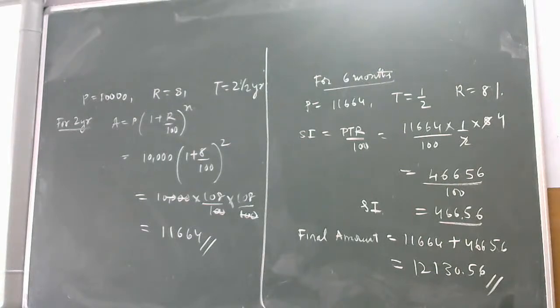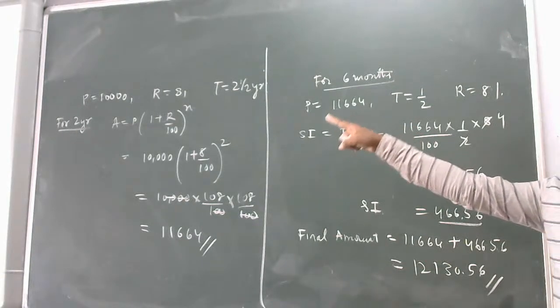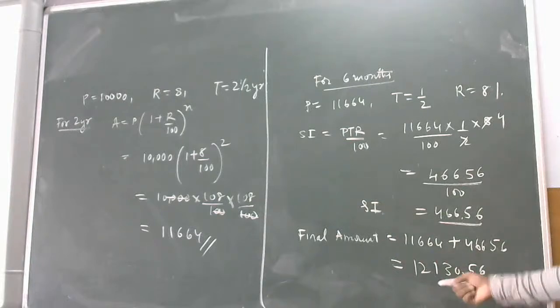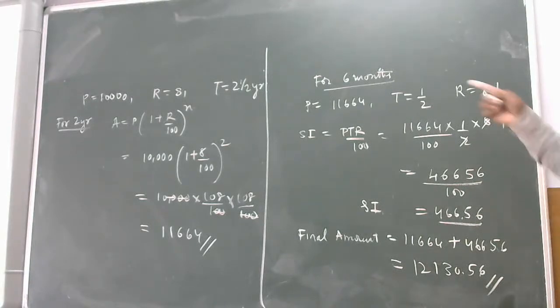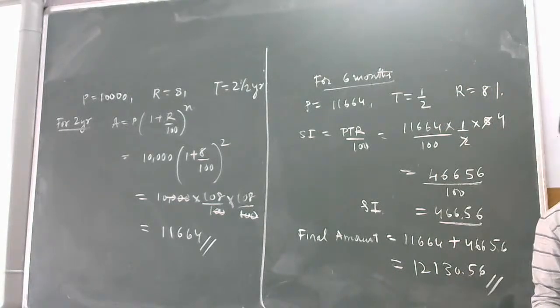And if they are asking you to find the compound interest, you have to subtract the original principal, that is 10,000, from this final amount. So it will be 2,130.56. You subtract it from the final amount, you will get your compound interest. So you have to be very careful when they give the years in fraction, like here 2.5 years is there. So first calculate for 2 years, after that calculate for 6 months. Okay. So this is one type of question.